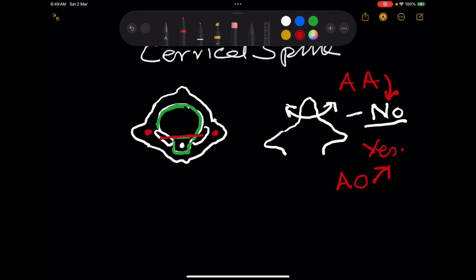Now, another very important thing about this posterior atlanto-occipital membrane is that it passes the vertebral artery. The vertebral artery is coming from below, pierces the atlanto-occipital membrane around the condyle and goes into the foramen magnum. So this side also goes into the foramen magnum.